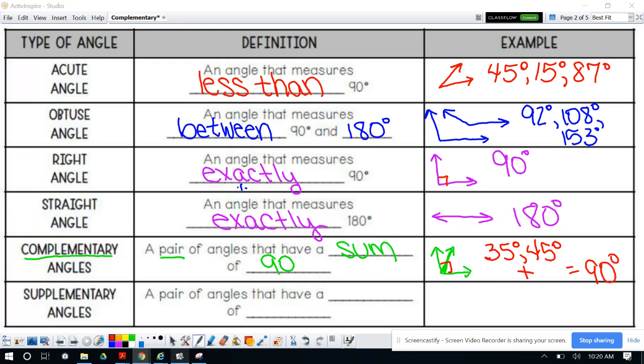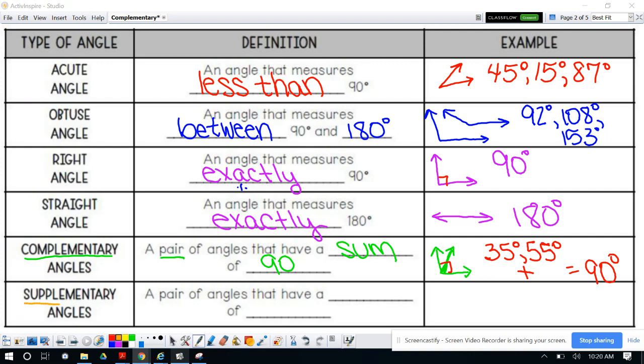And I'm sorry, I just realized that that totals 80. So we'll say that if it was 35 and 55, then they would total 90 degrees.